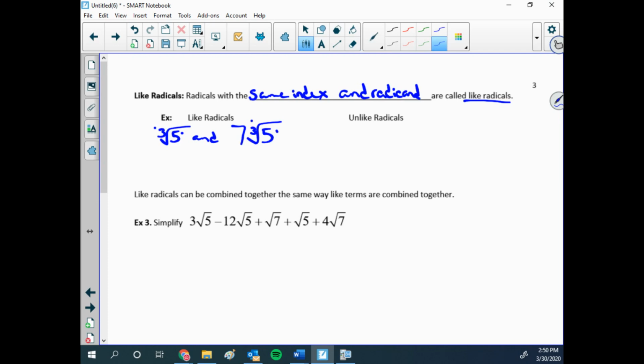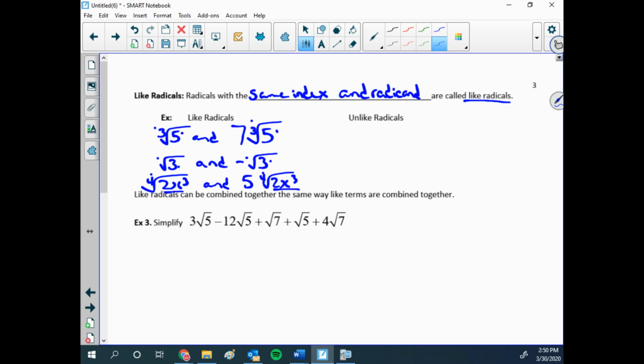Another example would be the square root of 3 and the negative square root of 3. The index in both of those is 2, and the radicand is 3, so that makes them like radicals. Another example would be the fourth root of 2x cubed and 5 times the fourth root of 2x cubed. My index is the same and my radicand is the same.